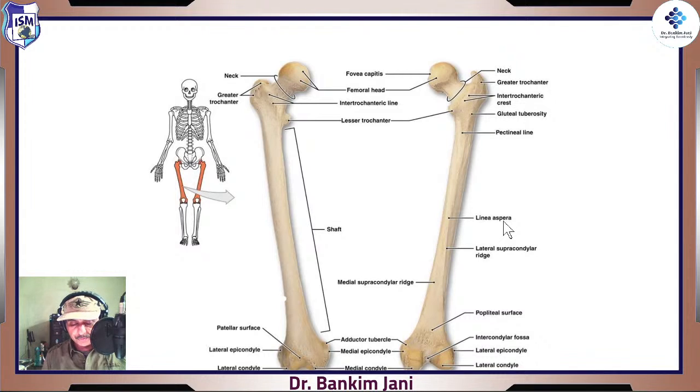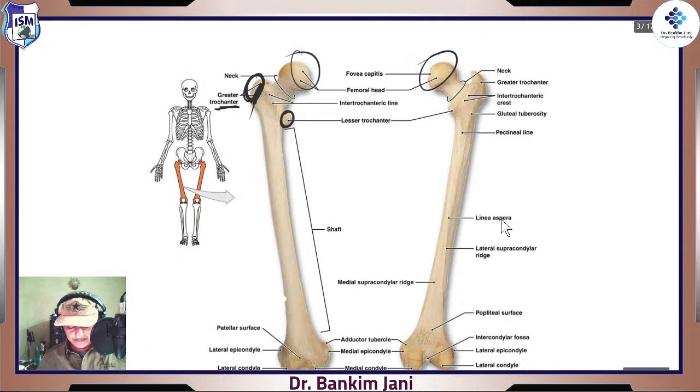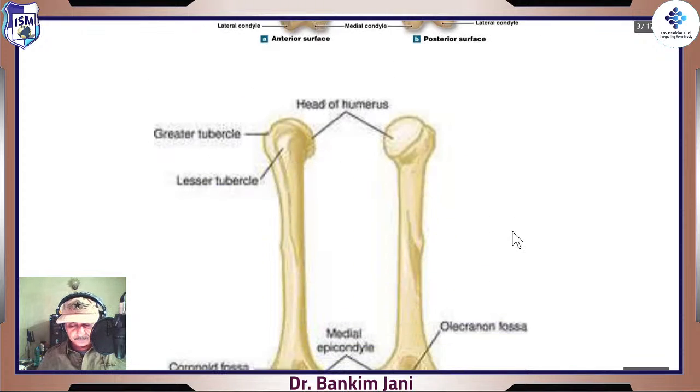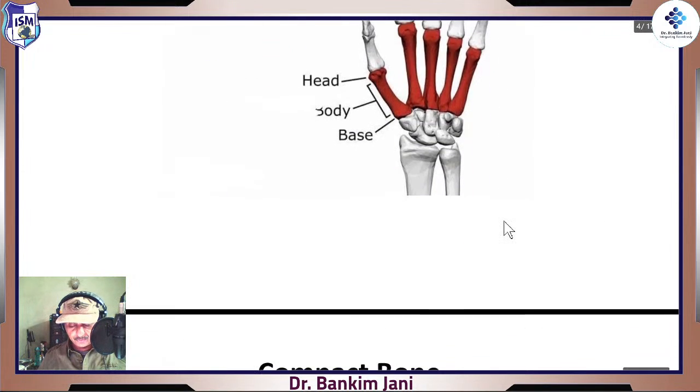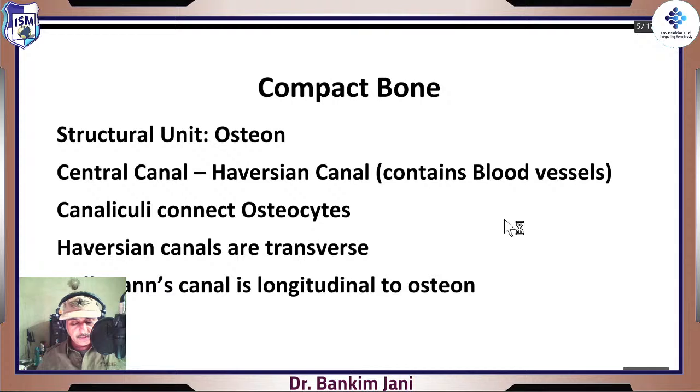So lesser trochanter, greater trochanter, these are the areas. You can see it's so prominent because these are for traction. This head would be taking part in the joints, right? Similarly, greater tubercle and lesser tubercle are for the humerus, right? So all these bones.